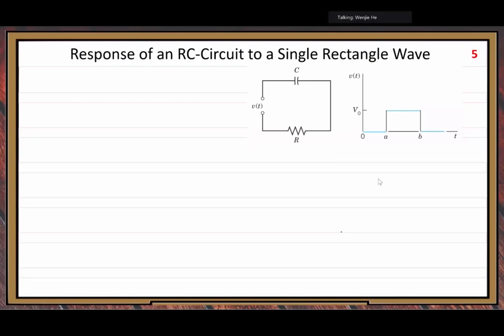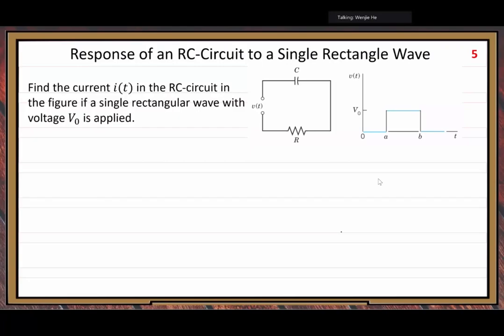Very simple. So let's do the calculation. Find the current little i function, i of t, in the RC circuit figure. So a single pulse with voltage V0 is applied. This value is capital V0. All right. First, let's write the ODE. Using this shape, we need to use the Heaviside function.